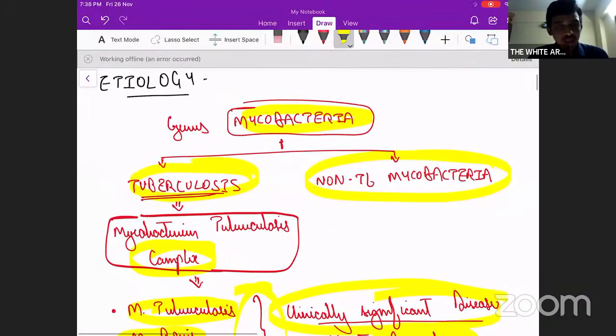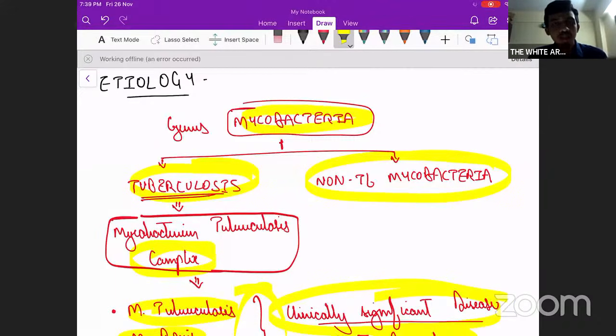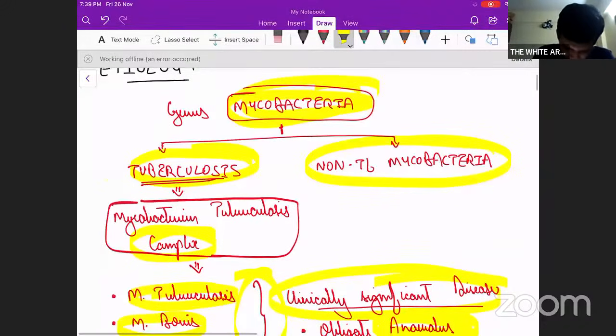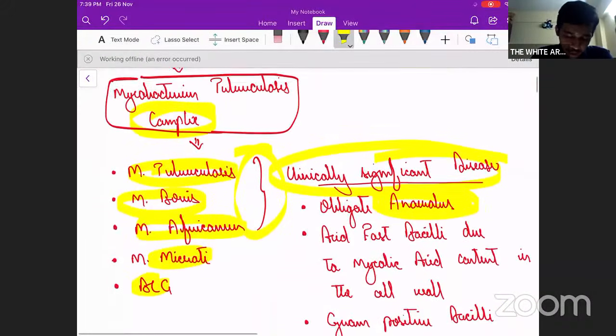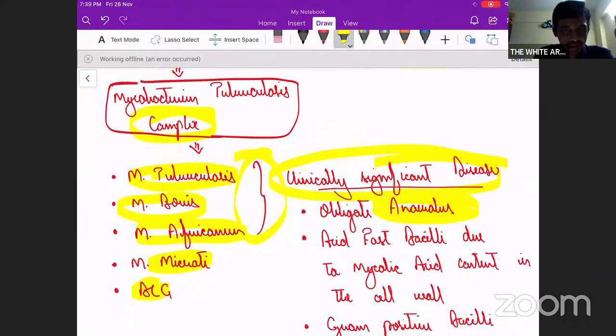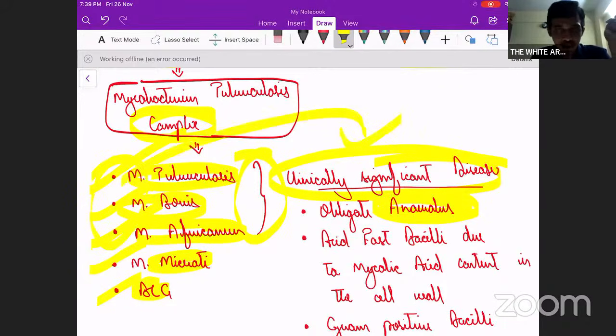Coming to the etiology, we'll deal with the basic aspects at the start. It belongs to the genus Mycobacteria. There are two groups, tuberculosis and non-tuberculosis Mycobacteria. Now, the Mycobacterium tuberculosis complex contains Mycobacterium tuberculosis, Mycobacterium bovis, Mycobacterium africanum, Mycobacterium microti, and BCG. Of these, the first three organisms mentioned cause clinically significant disease.